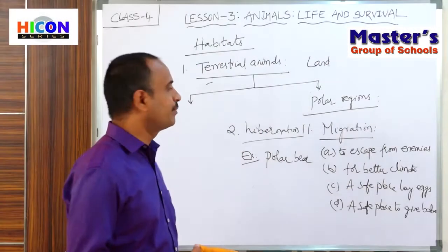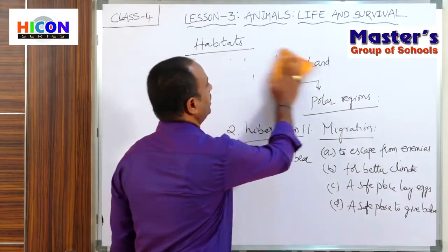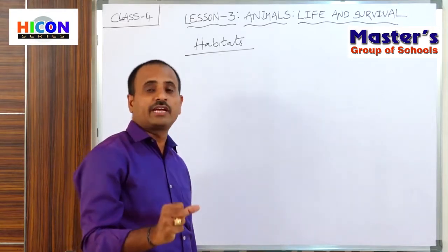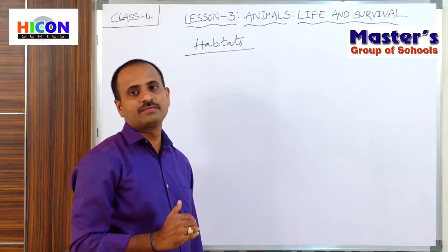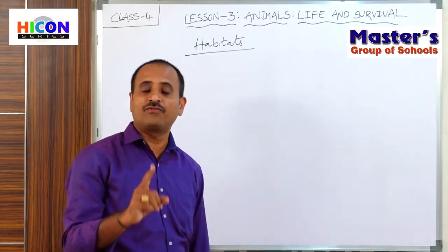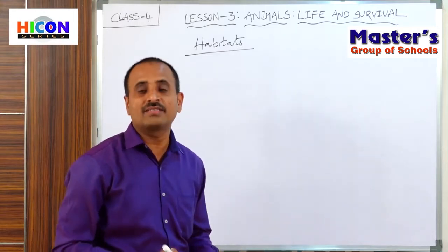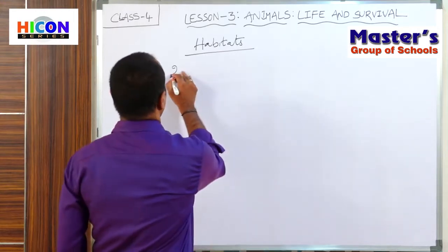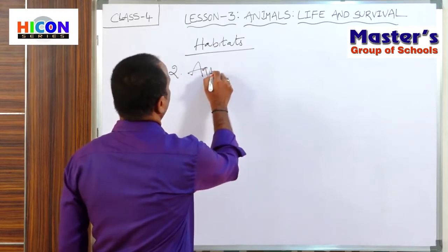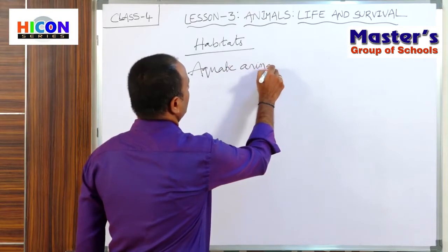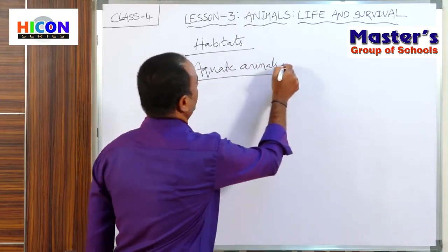See the second type of animals, that is aquatic animals. So children, the animals are divided into 5 types based on their habitats. Up to now we have discussed the first type of animals, that is terrestrial animals. Now we will discuss the second type of animals, that is aquatic animals. So children, what are aquatic animals?